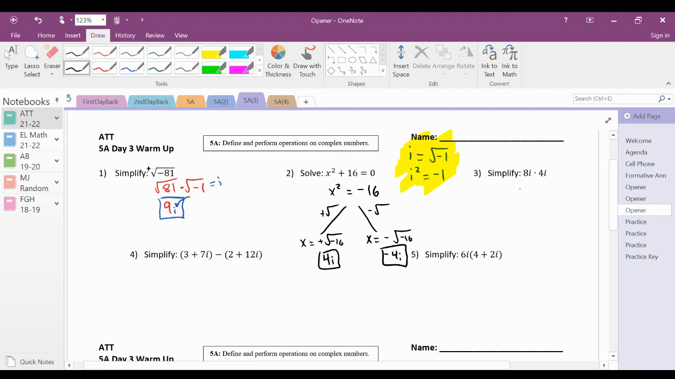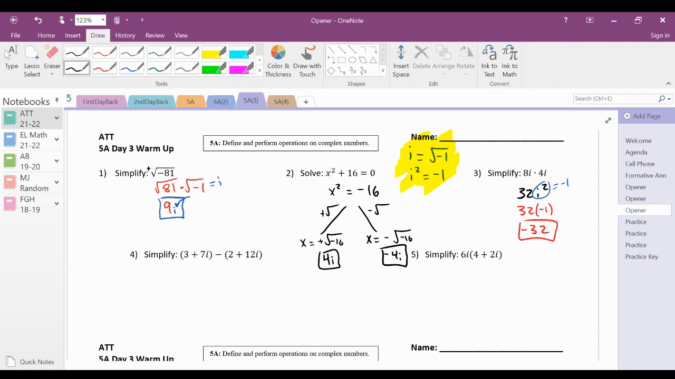So number 3, 8 times 4 is 32. i times i is i squared. We're left with 32i squared, but we know i squared is equal to negative 1. So this is really asking you what's 32 times negative 1. So we get an answer of negative 32.